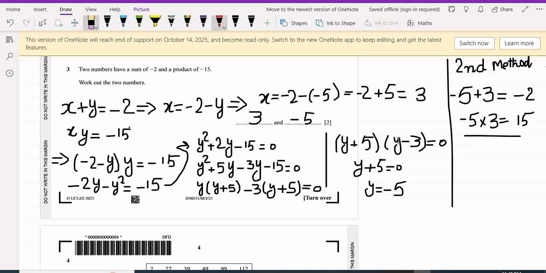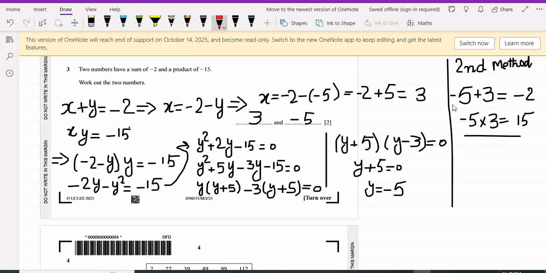If we put y minus 3 is equal to 0, we get y is equal to 3. Both are correct answers. If we take y equal to minus 5, then x will become minus 2 minus y, which is minus 5, so minus 2 minus minus 5 will become minus 2 plus 5, and minus 2 plus 5 is 3, so the two numbers are 3 and minus 5.